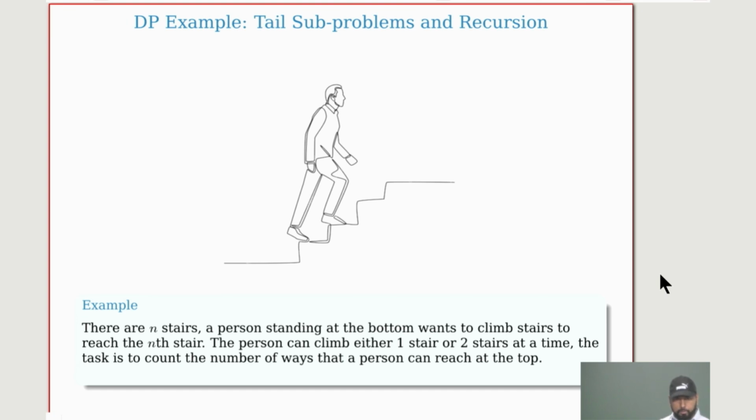So the total number of ways will be the number of ways the person will end in 1, plus the number of ways the person will end in 2. So if T(n) is the number of ways the person ends in this problem, then it will simply be T(n-1) plus T(n-2). That's it.